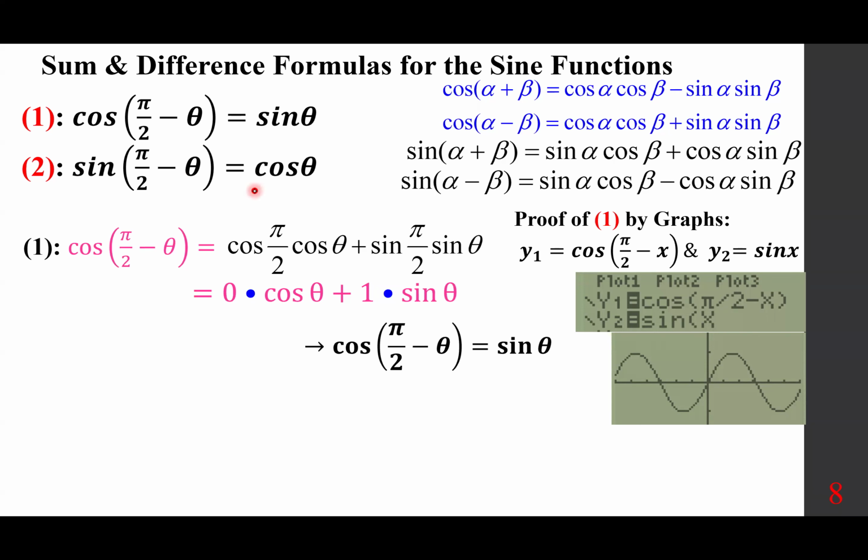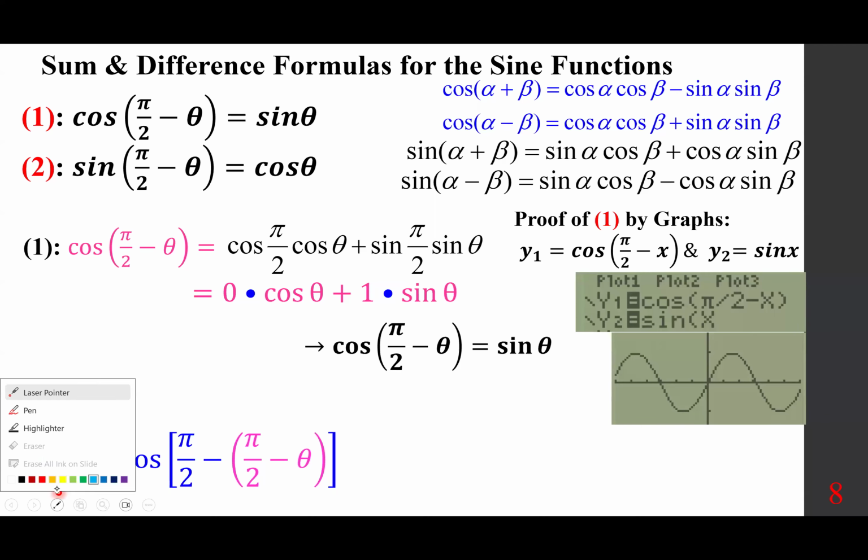For number 2, sine of pi over 2 minus theta, we are going to manipulate what we have already proved. So we're going to play with this and write cosine theta as cosine of pi over 2 minus theta. Let me just show you what you get, and I'm going to erase that.